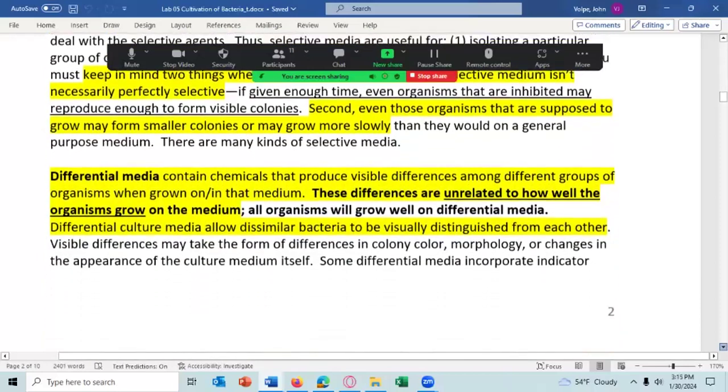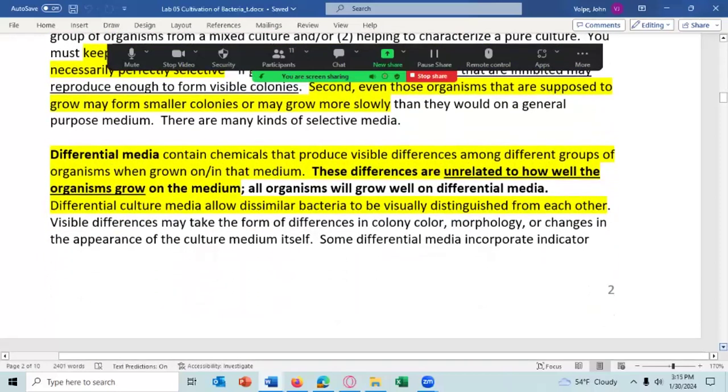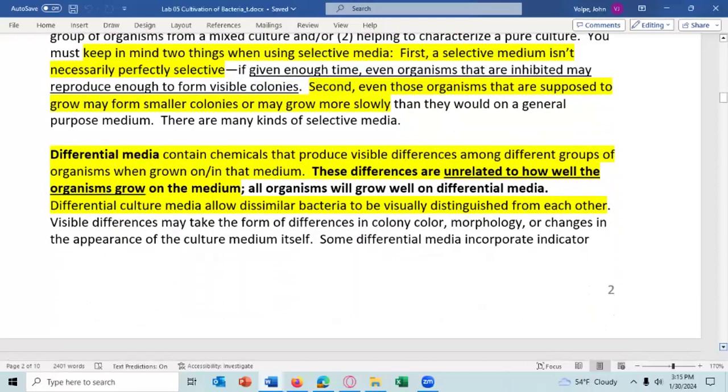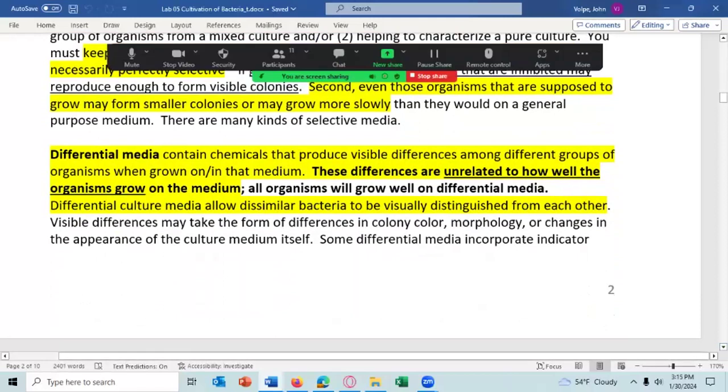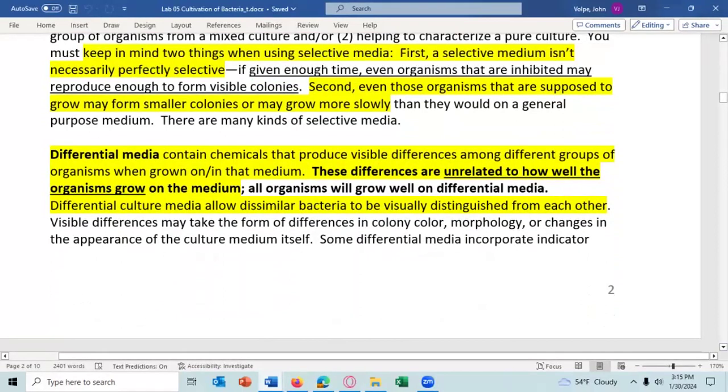That's selective media. Let's talk about differential media. Differential media contains chemicals that produce visible differences among different groups of organisms when grown on that medium. These differences are unrelated to how well the organism grows on the medium. They just will make the two cells appear differently. Usually, they'll have a different color, but they could be distinguished from each other in other features as well.